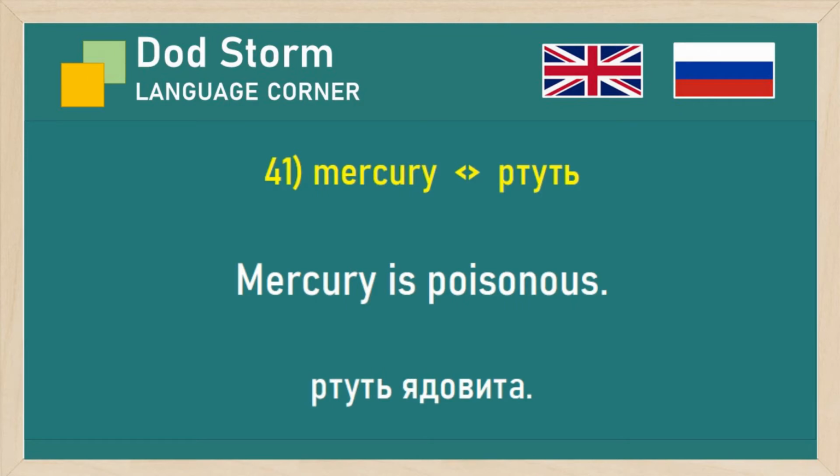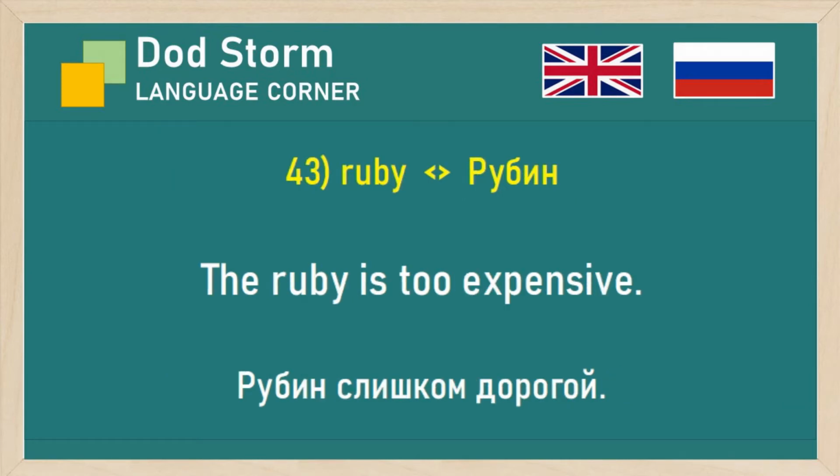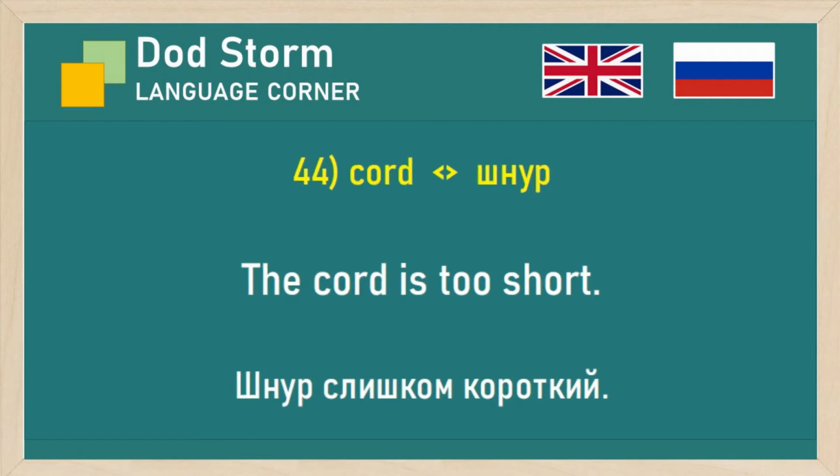Mercury is poisonous. The tube is 4 inches. The ruby is too expensive. The cord is too short.